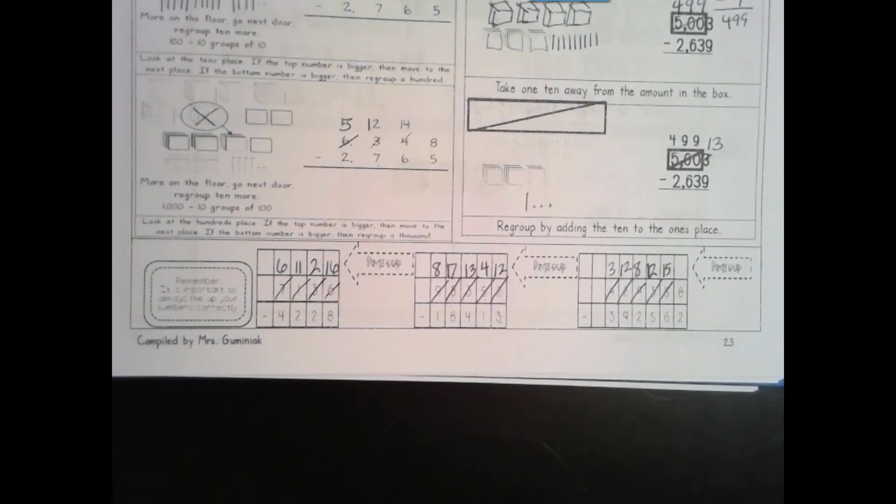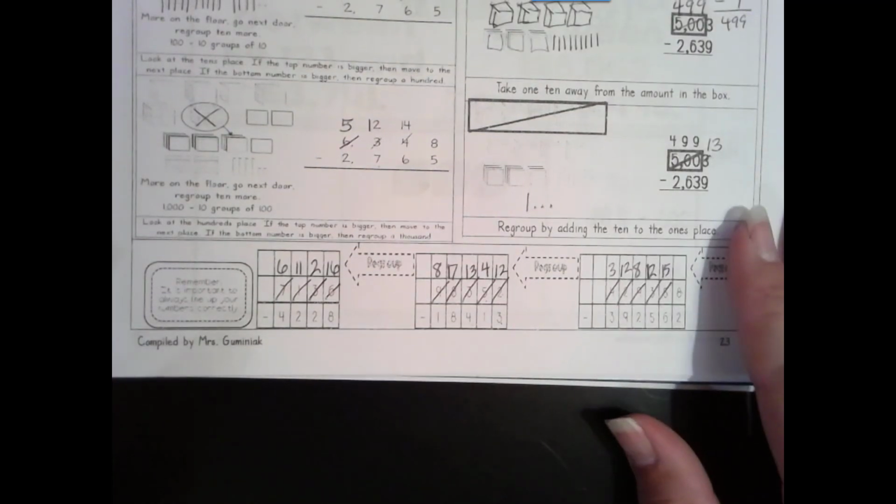So that is regrouping. That's all we're focusing on, so that the next step is to be able to subtract. But if we're not successful with regrouping, then we won't be successful with subtraction. So let's go ahead and do part 2 with our 3-column notes.